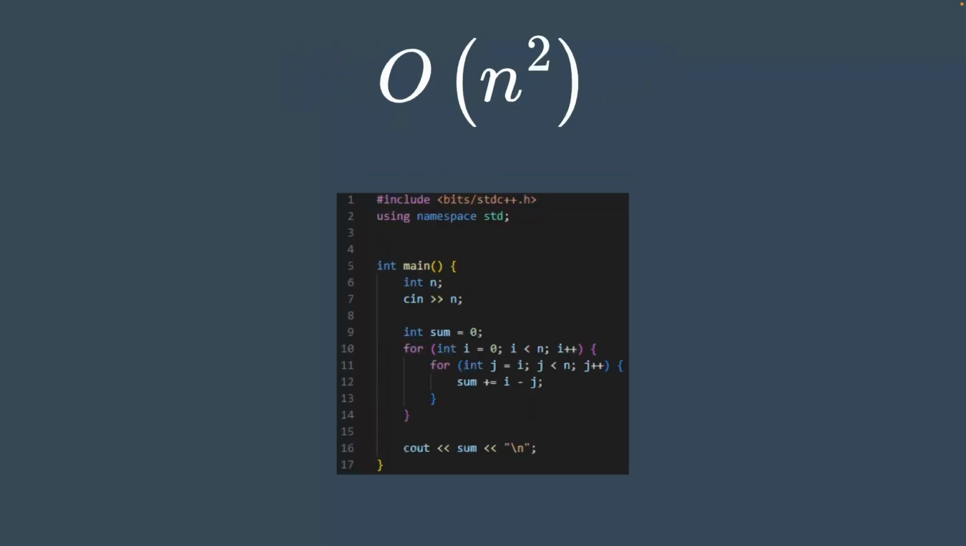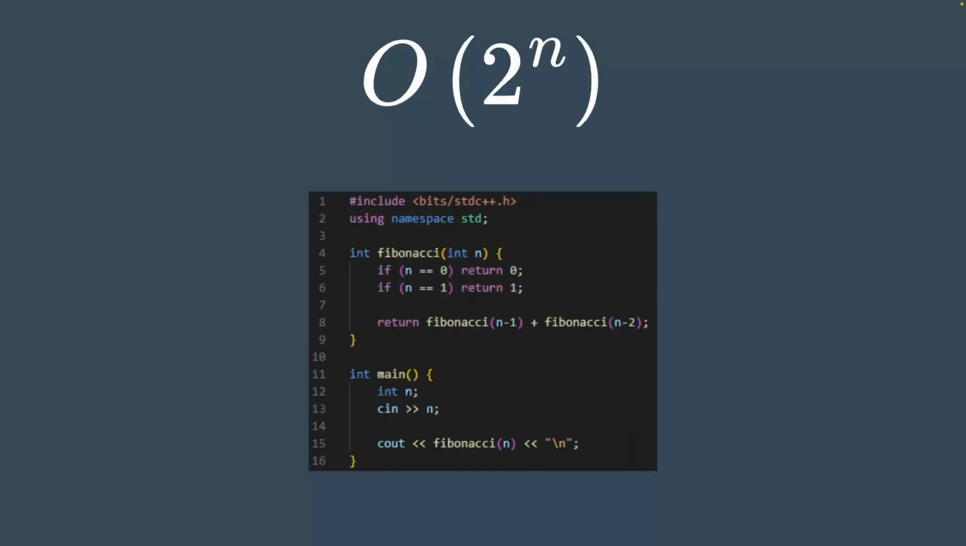Cool. N squared, so nested for loop like I mentioned. This is a common one again, where we're going through n iterations of the outer loop, and for each of those iterations, we have up to n iterations of the inside loop. And so we multiply them together, we get n by n is n squared.